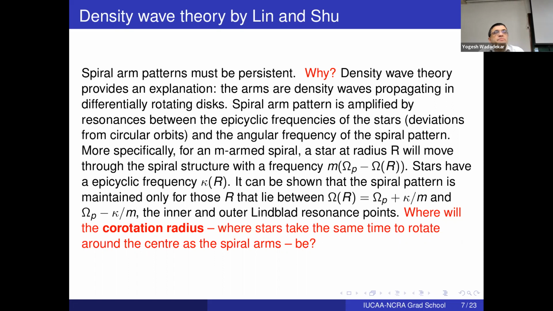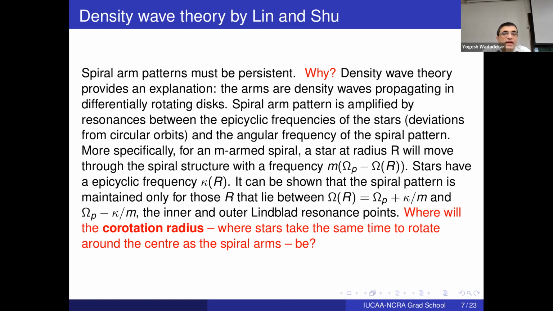Spiral arms we saw must be persistent. They have to be, because otherwise we won't have seen them everywhere in the universe, in the nearby universe at least. So this density wave theory is what provides an explanation. The arms are density waves propagating in differentially rotating disks. Okay, what is meant by differentially rotating here? The speed of rotation depends on the distance from the center, right?